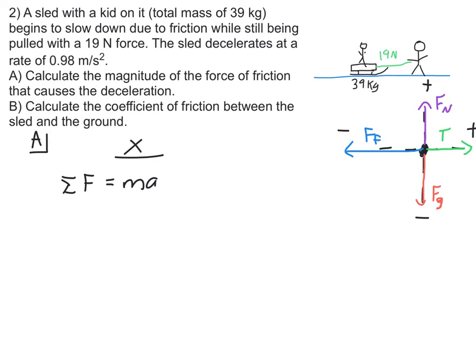All right, now the question A says calculate the magnitude of the frictional force that causes the deceleration here. Now in the past, whenever we were looking at friction, what we could say was, hey look, we're traveling at constant velocity, so the tension is the same length as the force of friction. So if we know the tension, 19 newtons, that must be the force of friction, but that's not the case here. We are slowing down 0.98 meters per second squared as our deceleration. So I actually can't say these two are the same.